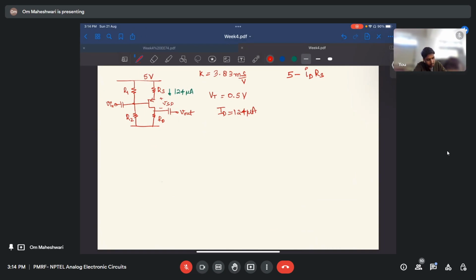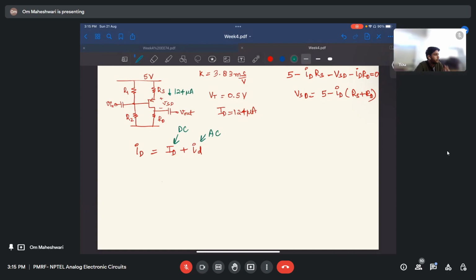I'm using this 5 because I have to find this resistance value. Minus VSD minus ID RD equals 0. So VSD equals 5 minus ID times Rs plus RD. Now our ID has two components, ID equal to ID plus ID, this is DC, this is AC.